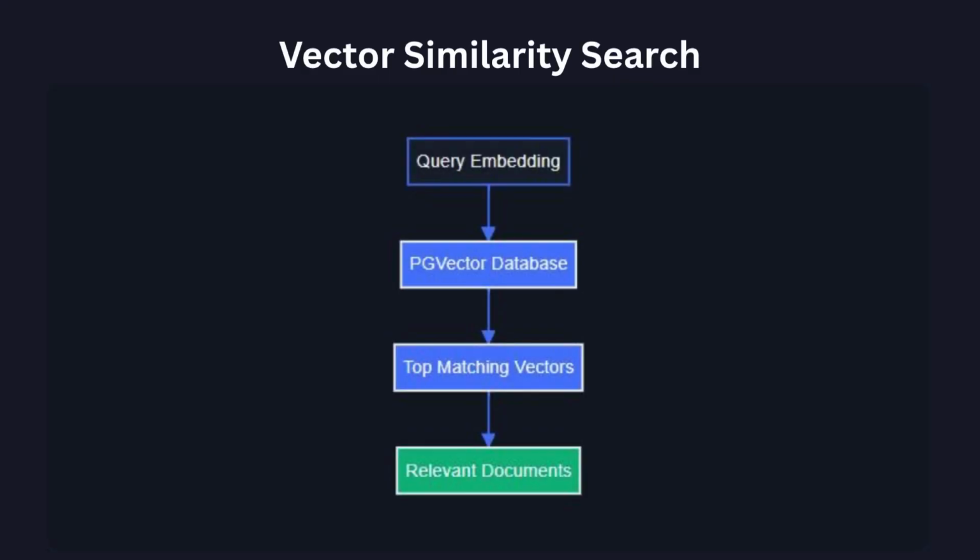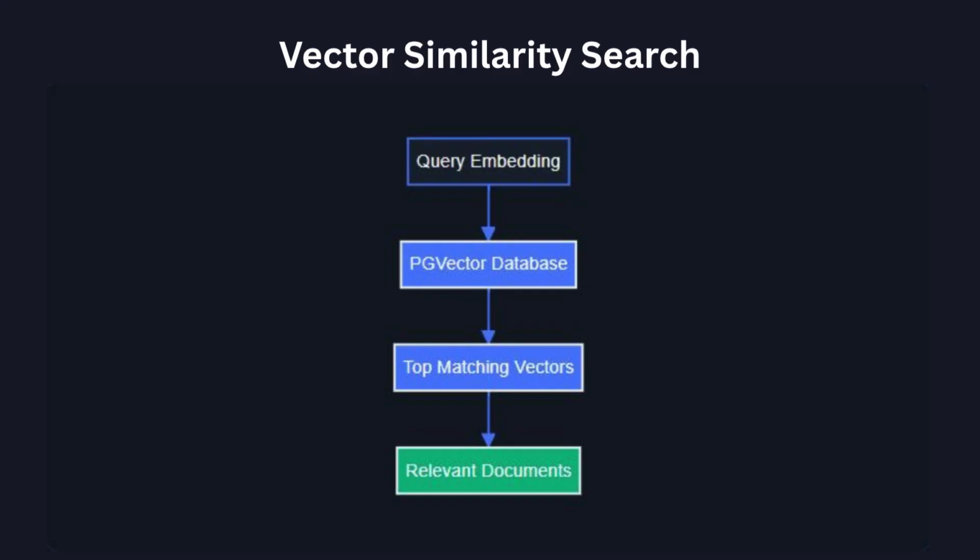Next, we look at vector similarity search. In this process, a user query is first converted into an embedding. This query embedding is then compared against stored embeddings in the database. PGVector uses a distance operator, written as <=>, to measure similarity between vectors. The smaller the distance, the more similar the content.